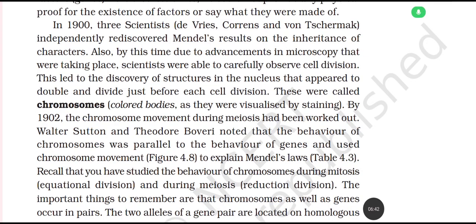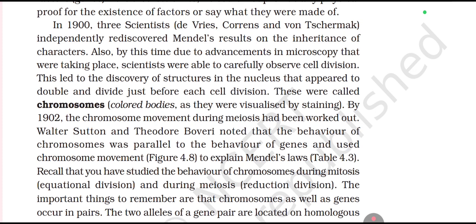In 1900, three scientists, De Vries, Correns, and von Tschermak, independently discovered Mendel's result on the inheritance of characters. Also, by this time, due to advancements in microscopy, scientists were able to carefully observe cell division. This led to the discovery of structures in the nucleus that appeared to double and divide just before the cell division. These were called chromosomes, colored bodies, as they were visualized by staining.